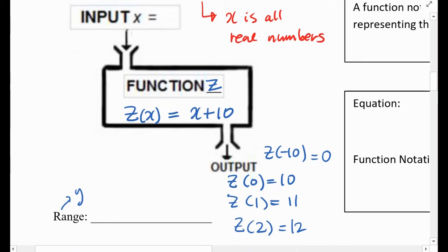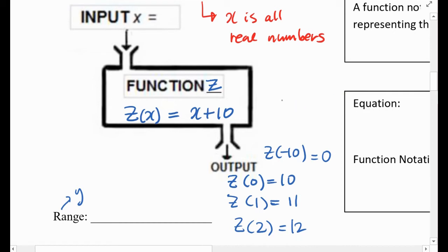Well, I think the minimum output value should be negative infinity, and the maximum value will be positive infinity. So if you plug negative infinity into the machine, it becomes negative infinity, right? Negative infinity plus 1 is still negative infinity. And if you plug infinity into X, it's infinity plus 10. It's just infinity, right? Infinity plus 10 is just infinity.